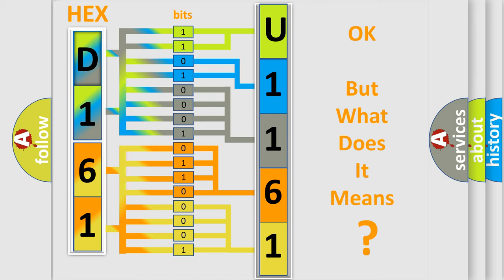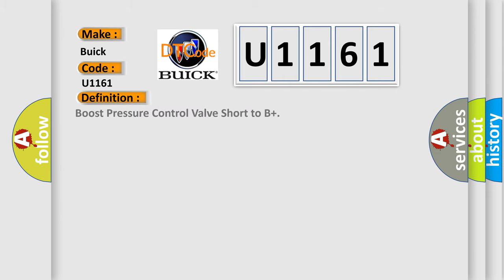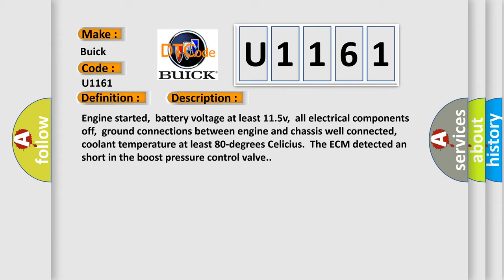The number itself does not make sense to us if we cannot assign information to what it actually expresses. So, what does the diagnostic trouble code U1161 specifically mean for Buick vehicles? The basic definition is boost pressure control valve short to B+. And now here is a short description of this DTC code.